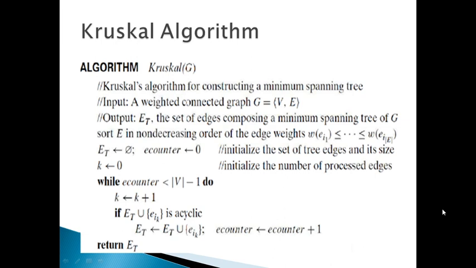K is the number of processed edges until all the vertices are reached. If the selected edge does not make a cycle, then add it into ET, else it will be discarded. And this loop continues until all the vertices are reached. So this gives the minimum spanning tree.